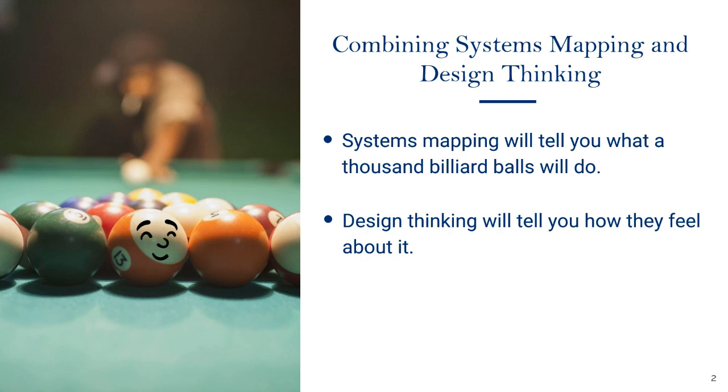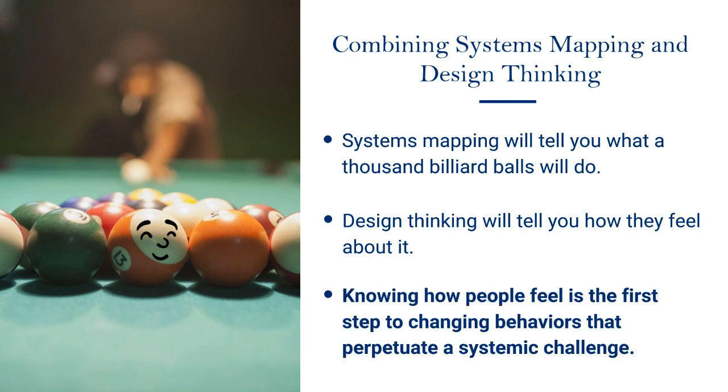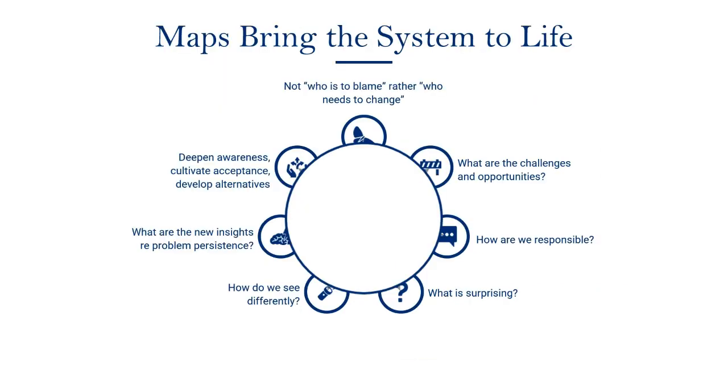So design thinking can tell you what systems mapping can tell you what humans in your community are doing, and design thinking can get to the bottom of how they're feeling about it, because that's how you get to the bottom of helping them to change what they're doing, which is our big goal. So knowing how people feel is the first step to changing behaviors that perpetuate a systemic challenge.